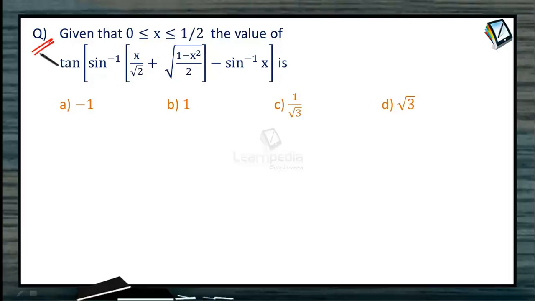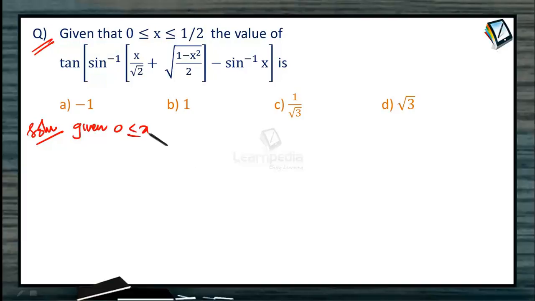Let us see another question. Given that x lies between 0 and 1/2, find the value of tan of (sin⁻¹(x/√2 + √(1 − x²)/√2) − sin⁻¹x), for which the whole tan is defined for this angle. What would be the value of this expression? To find this value, we'll consider the range of the variable that is given.